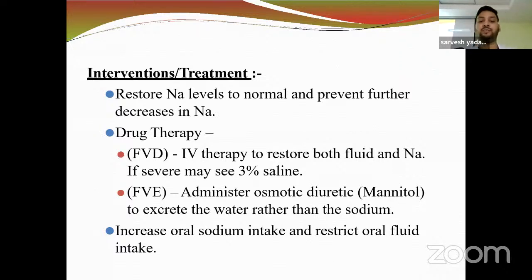For fluid volume excess, an osmotic diuretic like mannitol is administered to excrete the water rather than the sodium. Increase oral sodium intake and restrict oral fluid intake.